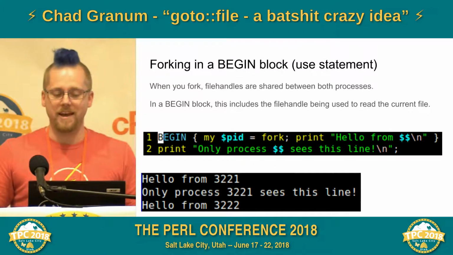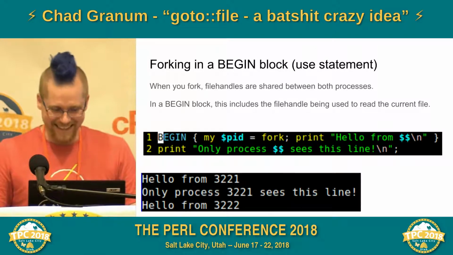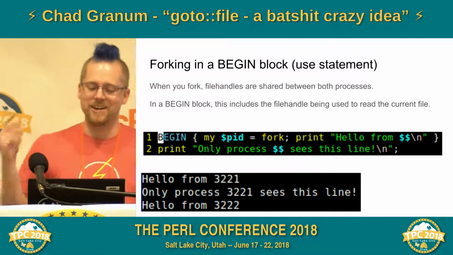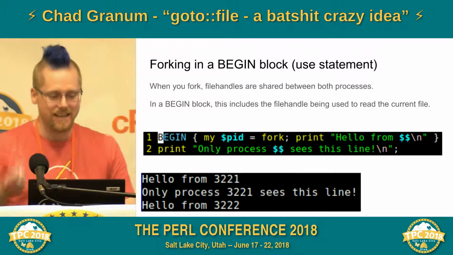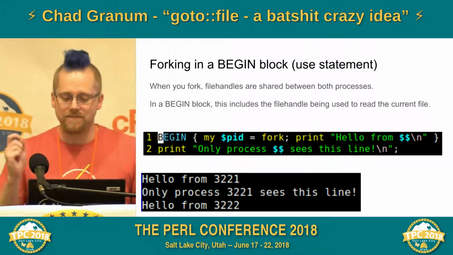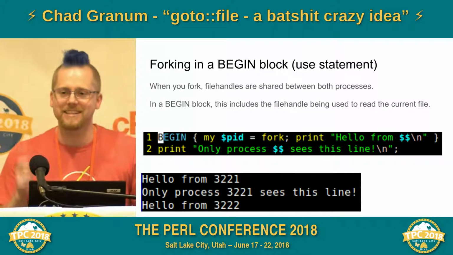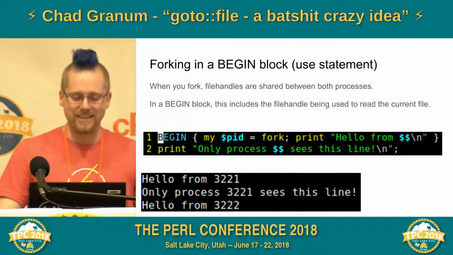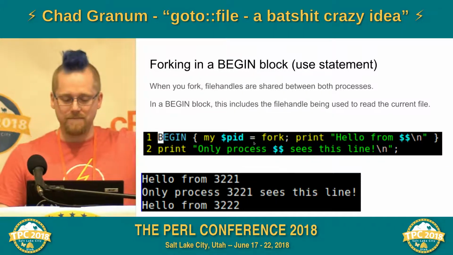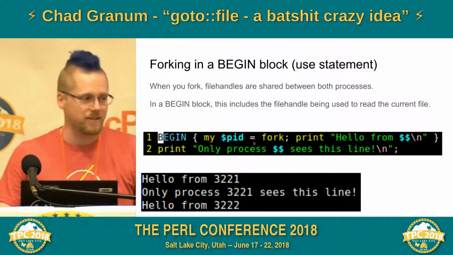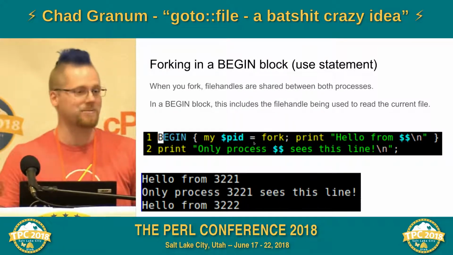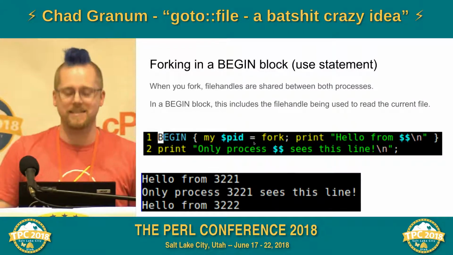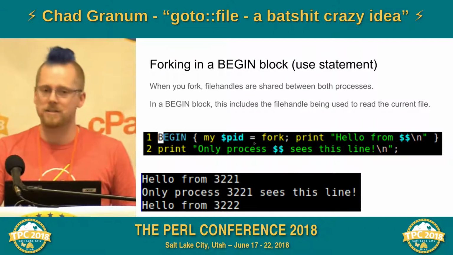First off, forking in a begin block. When you fork, your file handles are shared between both processes. In a begin block, this includes the file handle being used to read the current file. So in this example here, we fork in a begin, and we will see that line number 2 is only seen by one of the two processes. The other process, the file handle's already passed it. I reported this as a bug, and it was closed as not a bug.